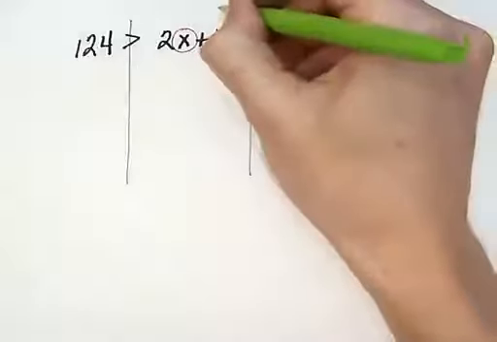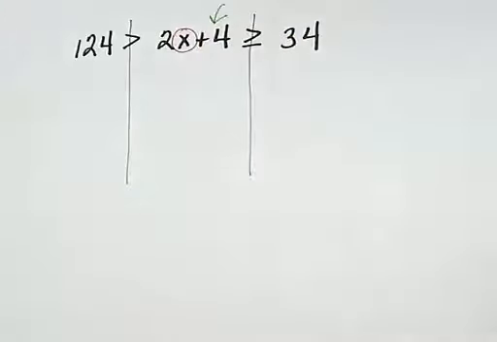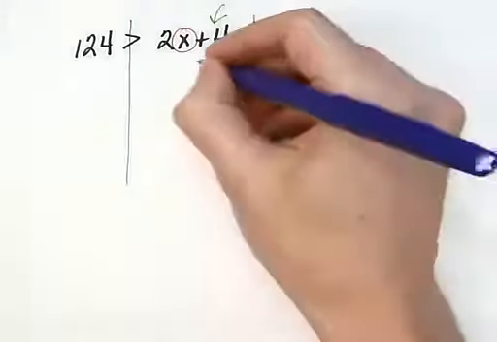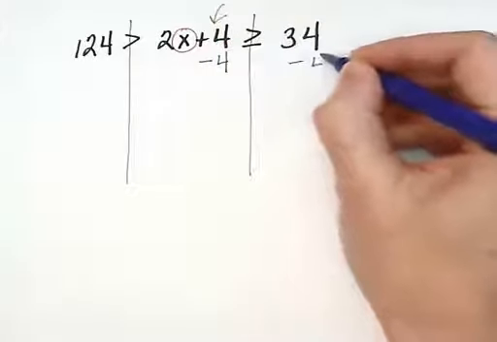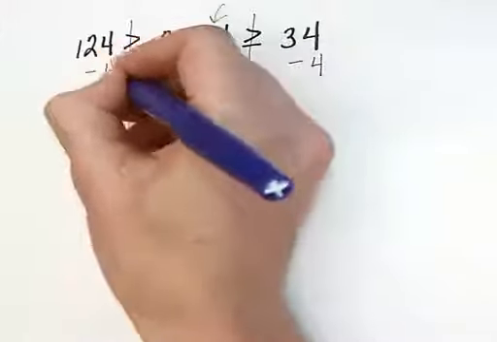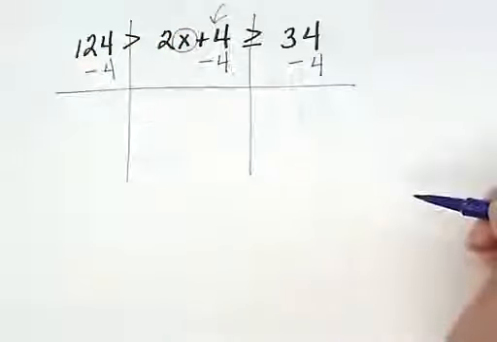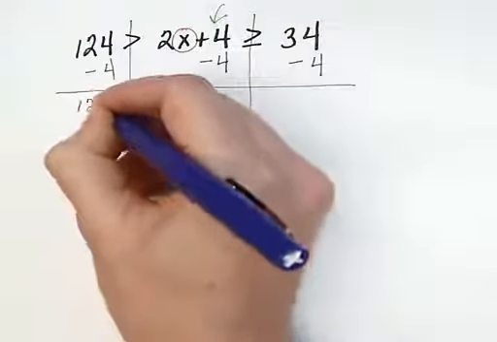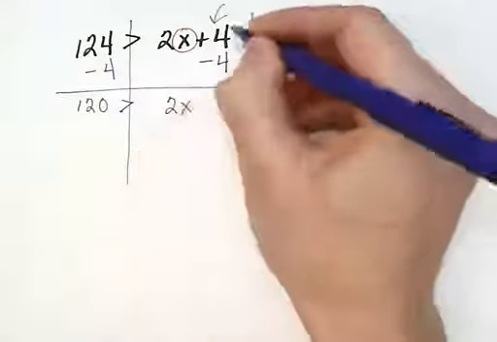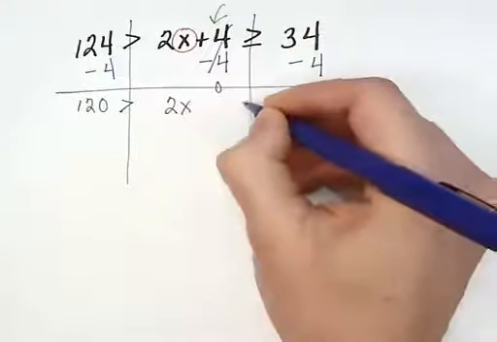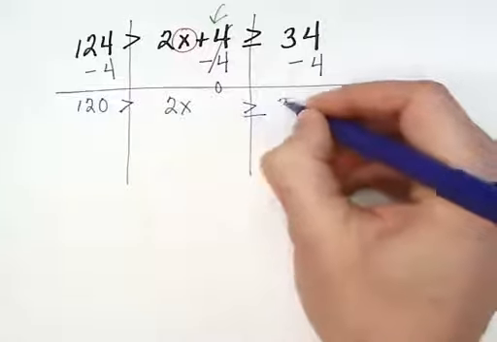So if I get rid of this plus 4, the best way to do that is to add a negative 4 or subtract a 4. If I do that to the middle portion, I need to do that to the right-hand portion and also to the left-hand portion. If we do that, the result is 120 is greater than 2x, which is greater than or equal to 30.